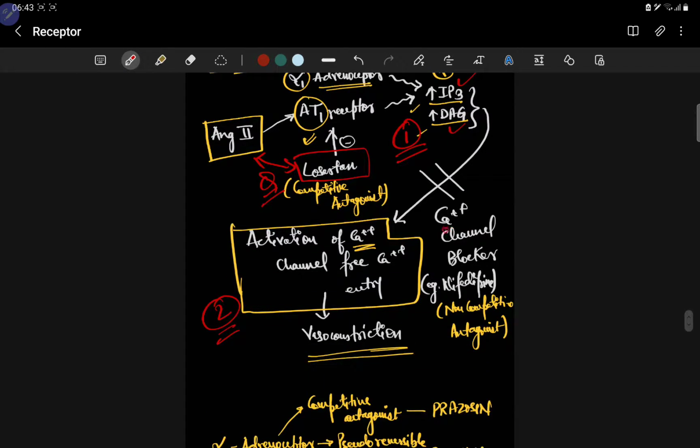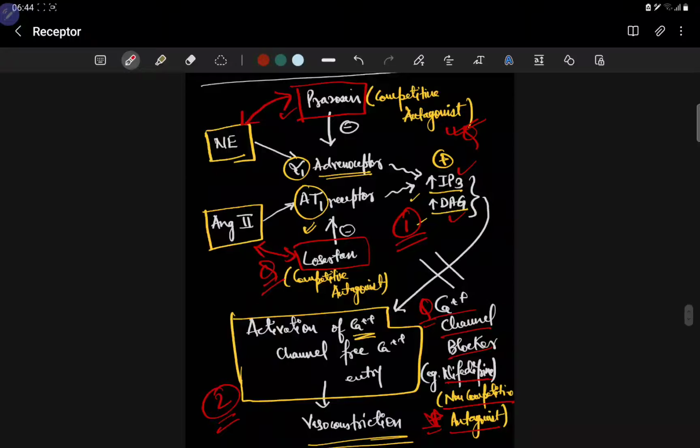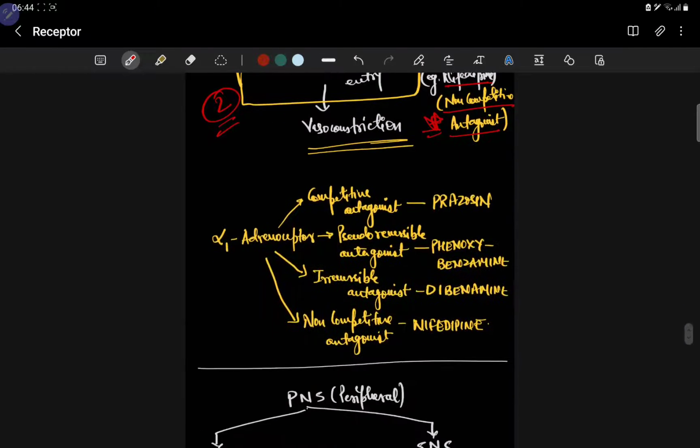Okay, now calcium channel blockers as such do not compete, like nifedipine, do not compete with anyone, right? So it is a non-competitive antagonist. So the concept of competitive and non-competitive antagonist can be seen by this typical example. Okay, so what do you mean by competitive antagonist and what do you mean by non-competitive antagonist? Now for example, alpha 1 adrenoreceptor, okay, has a competitive antagonist prazosin, as you have seen right now. It has a pseudo reversible antagonist called phenoxybenzamine, very important.